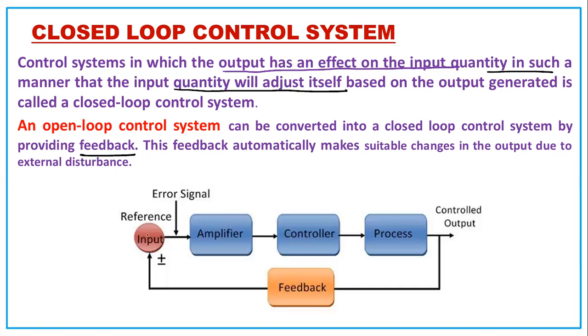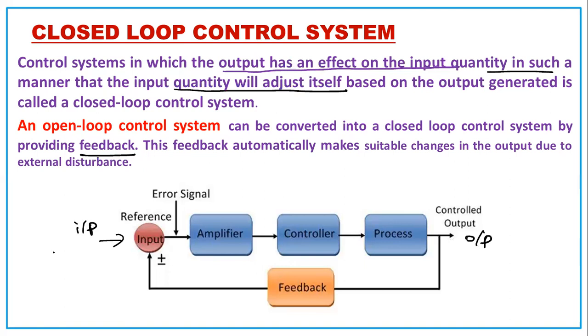So you see the input is amplified and given to the controller. According to the requirement of the controller, maybe the controller wants a 5-volt input, then it should be amplified, right? Then the controller, and then the process is happening, and the controller output is the output we are getting. So input.